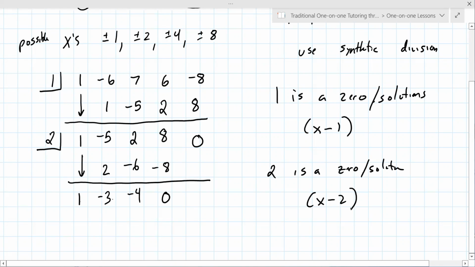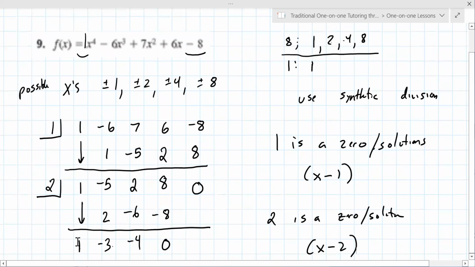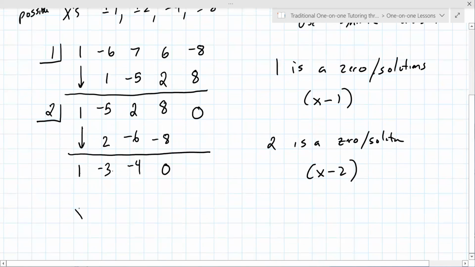And now, because you've reduced it twice, each time you get a number that works, it reduces the degree of the polynomial. So you start out with an x to the 4th. So this line next to the 2 is a cubic, and then this line down here is a quadratic, and it corresponds to x squared minus 3x minus 4.